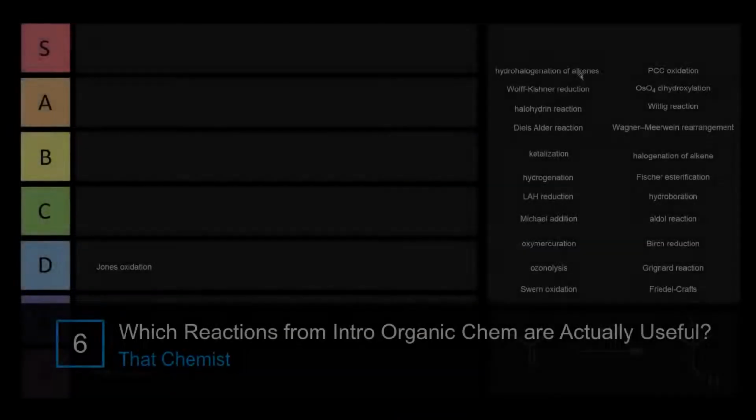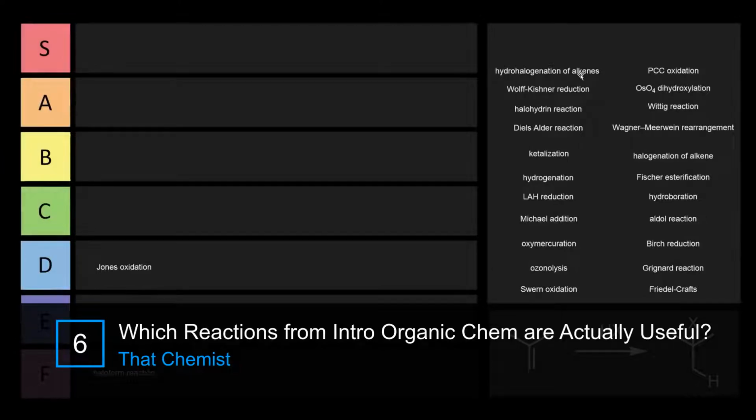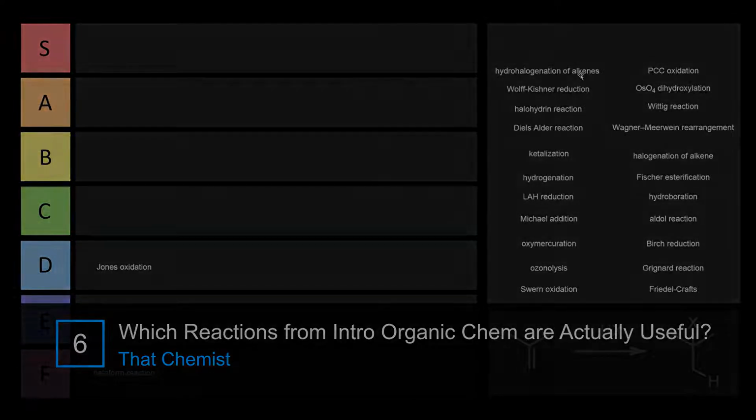Yeah, you can predict regioselectivity based on the substitution pattern of the alkene. Sometimes you'll get mixtures, and in practice, almost no one uses this because you usually require the anhydrous gas.